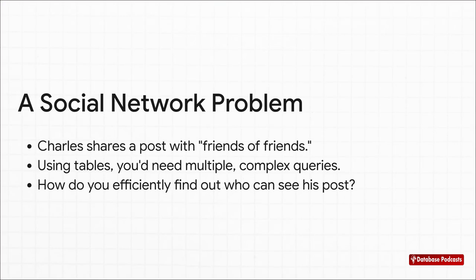Okay, so picture Charles on some social network. He writes a post and sets the privacy to friends of friends. Now, just take a second and think. How would you figure this out using standard database tables? You'd have to grab a list of all of Charles's friends. Okay. Then for every single one of those friends, you'd have to run another query to get all of their friends. You can see how this gets complicated and really slow, really fast.